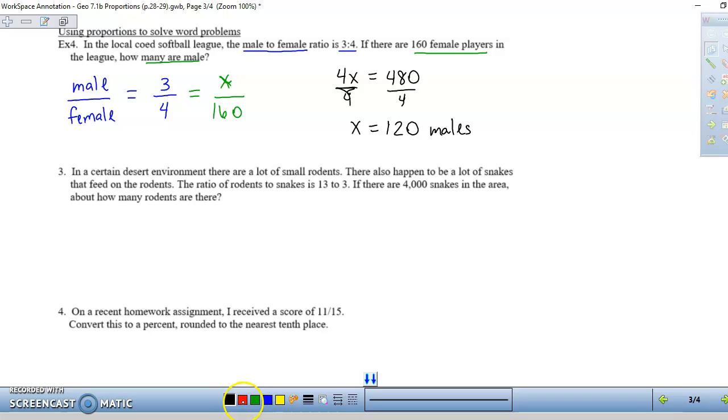Now, the other way you could do it is think about how to scale up 4 to 160. So I can multiply by, what, 40? 4 times 40 is 160. So then I can multiply this by 40 and get the 120 as well. So a couple of different ways you can think about that question, but try to set up in an organized fashion.